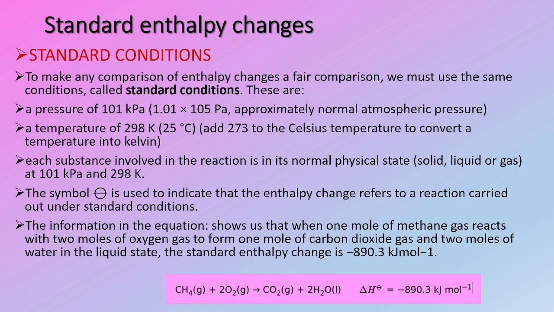Right. Standard enthalpy change. For the standard enthalpy change, first of all we need to have some standard conditions: a pressure of 101 kPa, a temperature of 298 K, and each substance involved in the reaction in its normal physical state. It means solid, liquid, or gas. This symbol is used to indicate the enthalpy change for a reaction carried out under standard conditions, like methane reacting with oxygen to make carbon dioxide and water with the release of the enthalpy change, delta H.